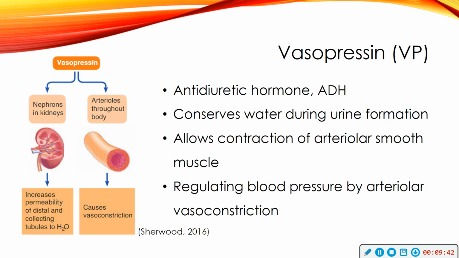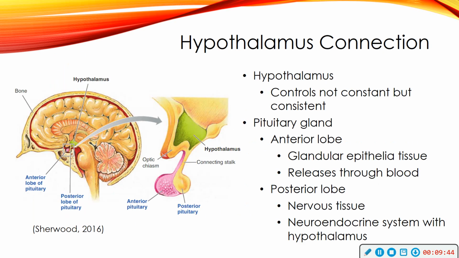So again, I do want to go back up to this original picture. The hypothalamus is what controls the pituitary gland. Even though this is one gland, the two parts have completely different functions. You have the anterior that can produce and release its own hormones, and the posterior that only takes what the hypothalamus gives it, and it releases it when necessary.